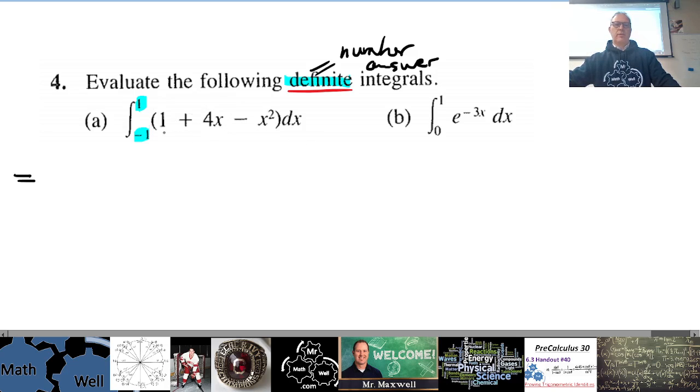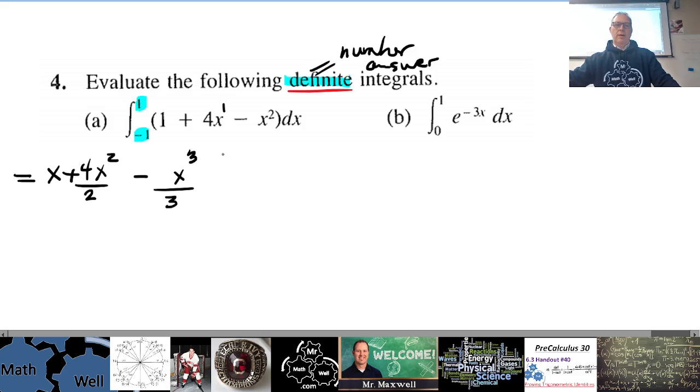So the antiderivative of 1 is just x. The antiderivative of 4x, remember we have to add 1 to the exponent, so it's going to be x squared. And then whatever's in front now has to be divided by that new exponent. Oops, that's a plus I missed. And then minus, again, we add 1 to the exponent, and then we divide by that new exponent.